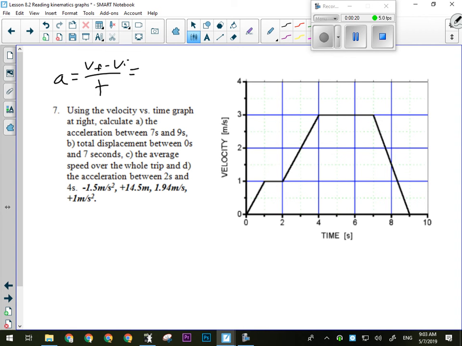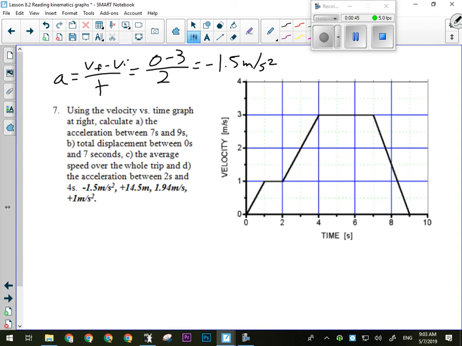At time 9 seconds, the velocity is 0. At time 7 seconds, our initial velocity is 3. And that takes 2 seconds because it's between 7 and 9 seconds. So we're looking at negative 1.5 meters per second squared. Just plugging numbers into the formula. Everybody okay with that?